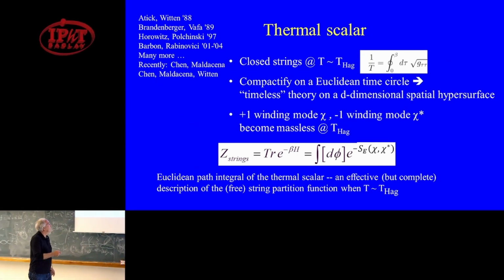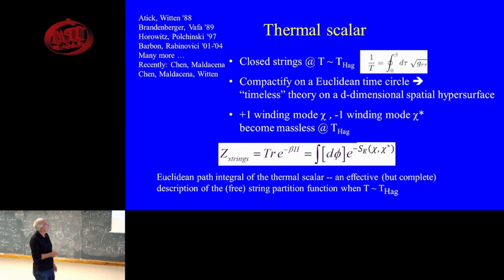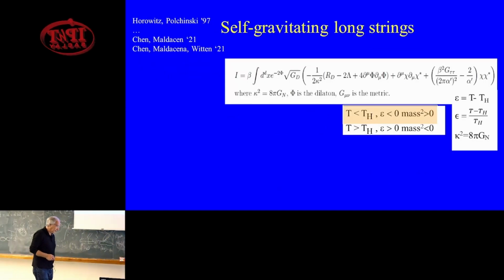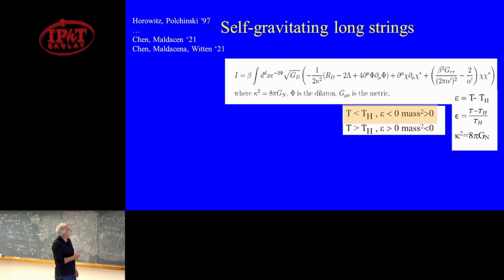Okay, so again, repeating very quickly what Yiming already said, that we compactify on the thermal circle, the circumference of the thermal circle is essentially one over the temperature. You have plus and minus 1 winding modes that become massless at the Hagedorn temperature, and the Euclidean path integral actually computes correctly the free string partition function at the Hagedorn temperature.